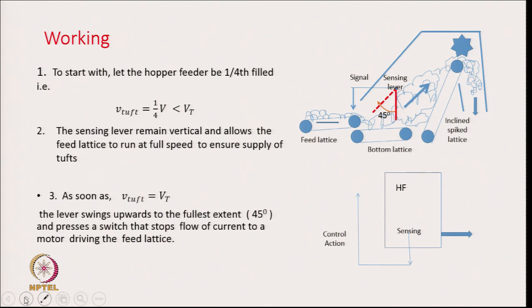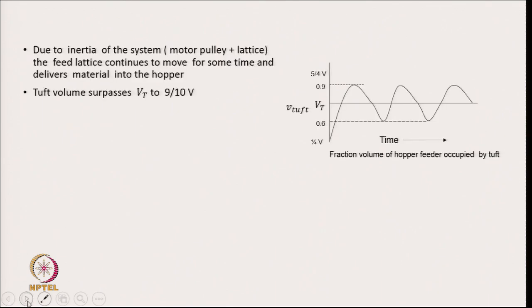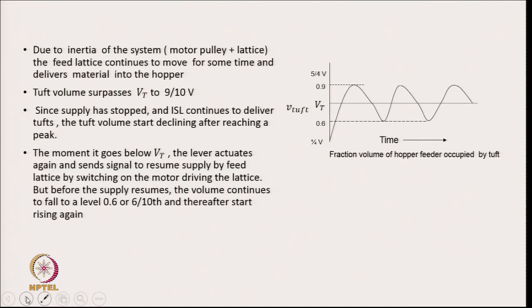So, by the time V top is equal to V t, the lever will swing upwards to the fullest extent, that is 45 degree, and presses a switch and stops flow of current to a motor which is driving the feed lattice. As a result, the delivery to the hopper is going to be stopped. Now, as soon as it happens, but the system has certain inertia. Due to inertia of the system, that is the motor pulley, the feed lattice will continue to move for some more time and deliver material into the hopper.